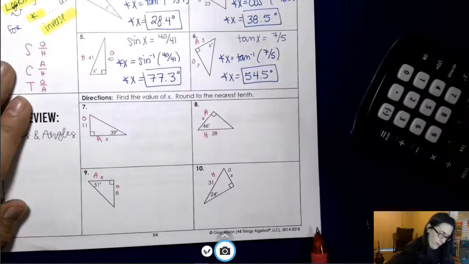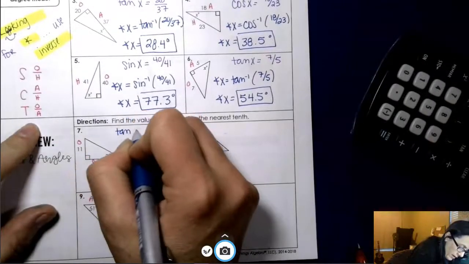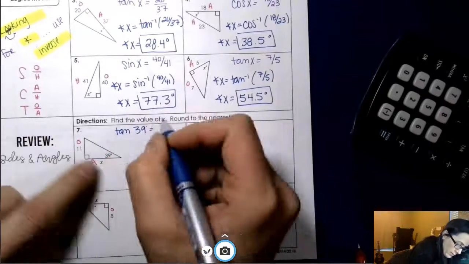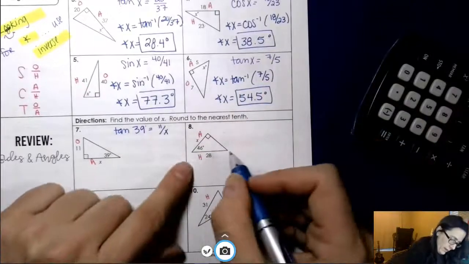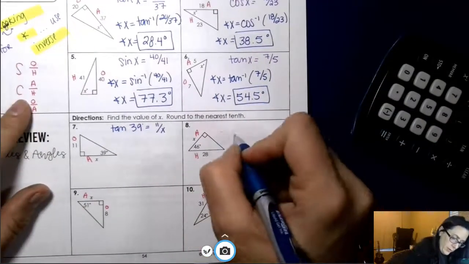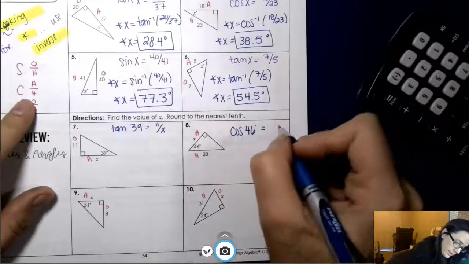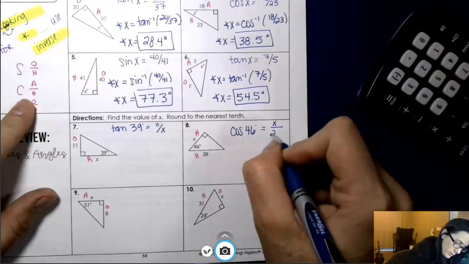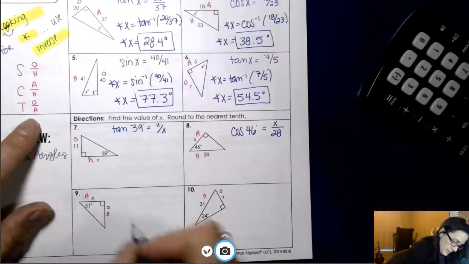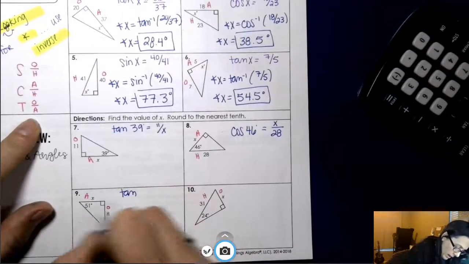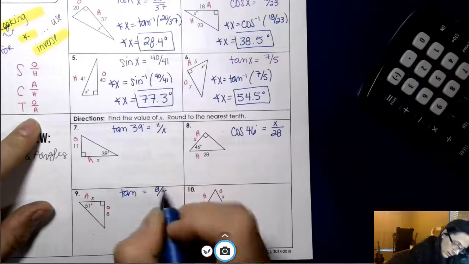So looking at what I have, opposite adjacent is going to be tangent of 39 degrees equals opposite 11 over adjacent x. Here I have adjacent hypotenuse, which would be cosine of 46 degrees equals adjacent x over hypotenuse 28. Here I have opposite adjacent as tangent, opposite 8 over x, tangent of, I didn't put the 51 in there.